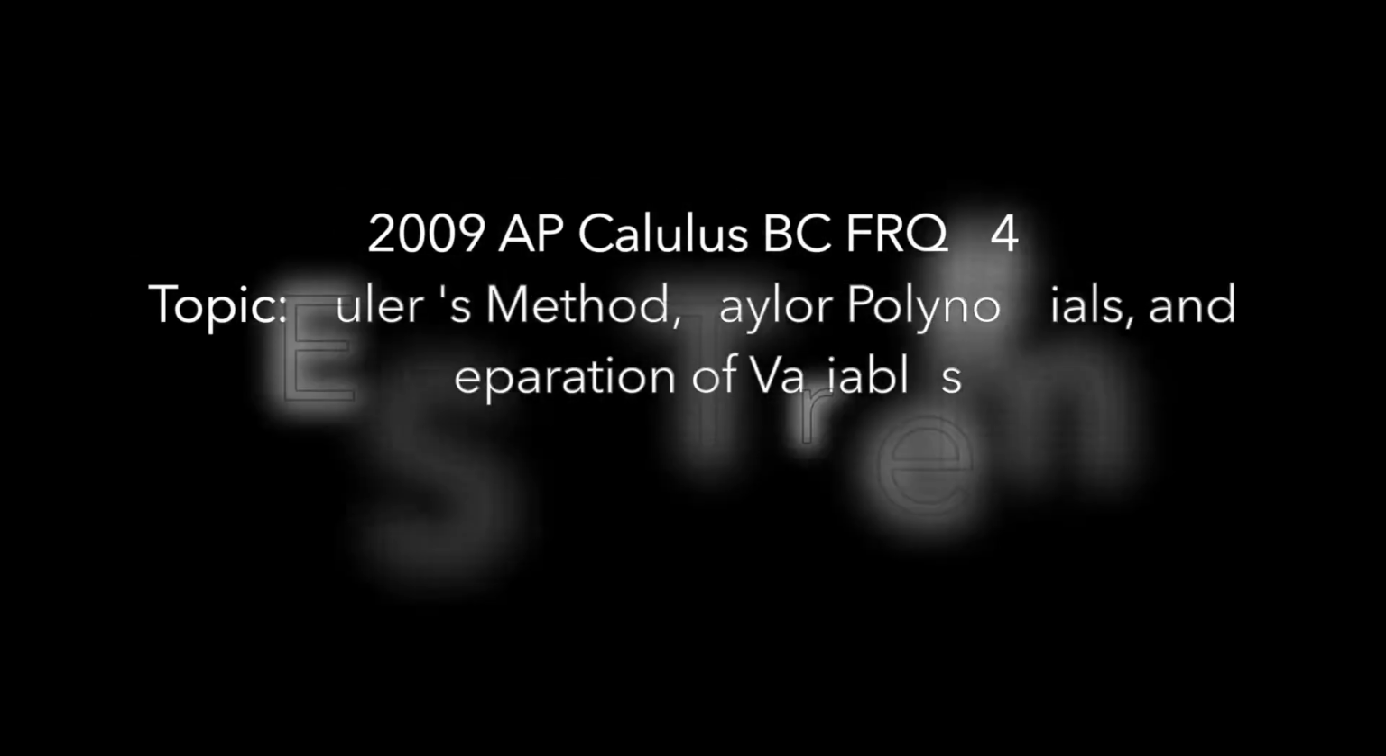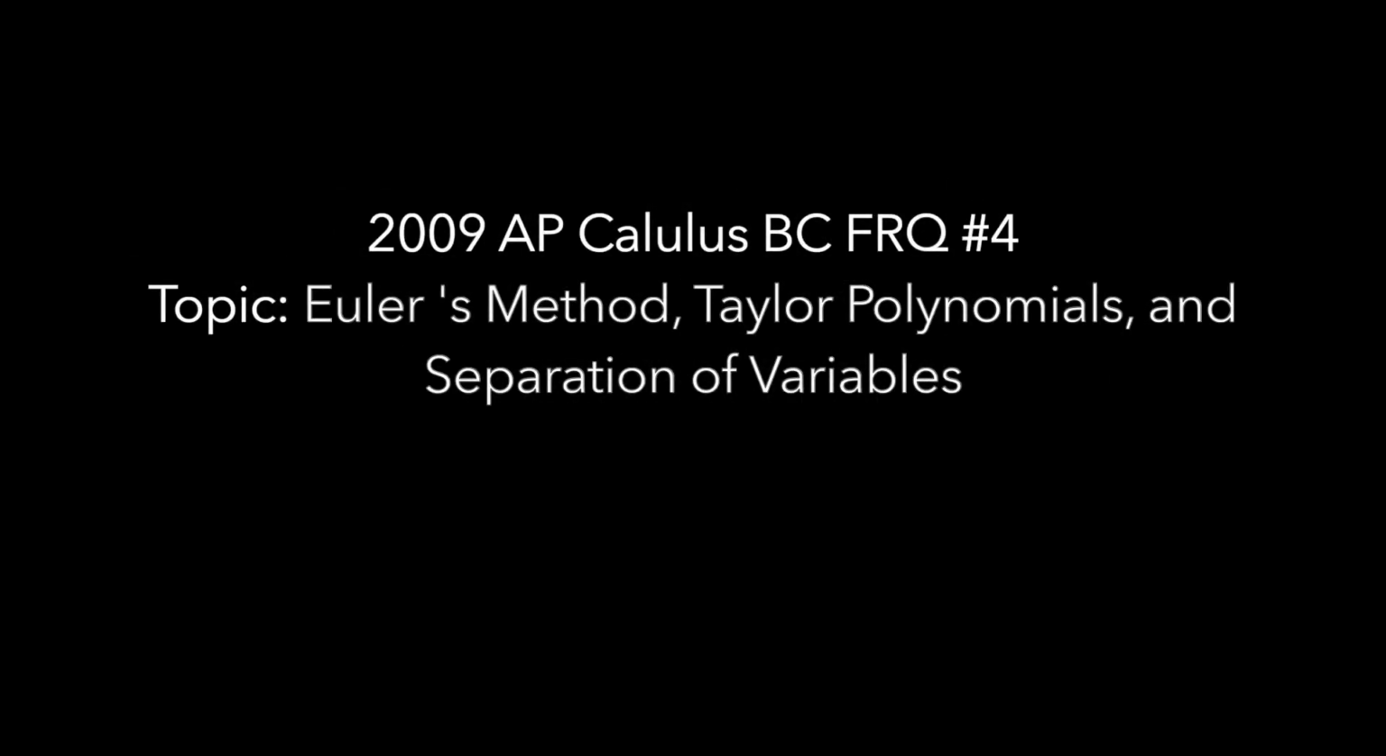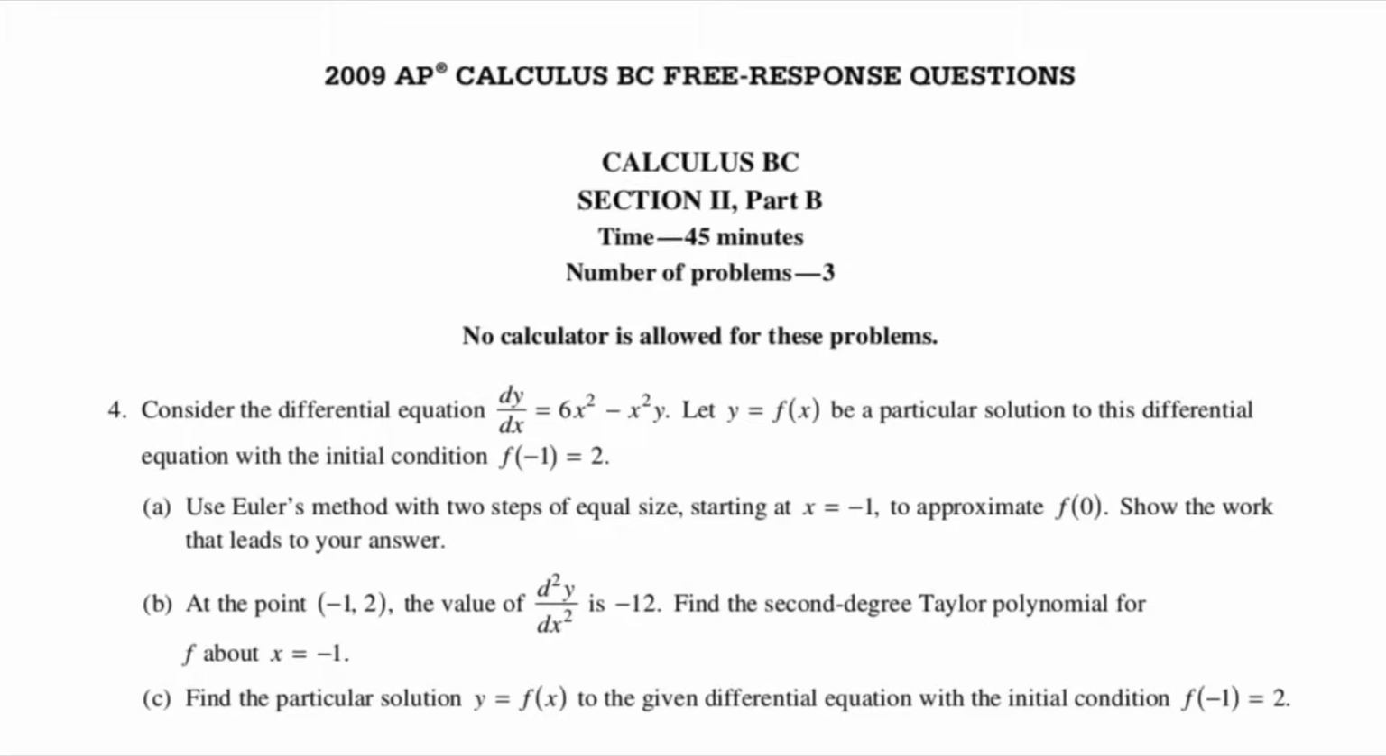So question 4 gives us the equation dy/dx equals 6x squared minus x squared times y, and it gives us an initial condition of f of negative 1 equals 2. And part A asks us to use Euler's method with two steps of equal size starting at x equals negative 1 to approximate f of 0.